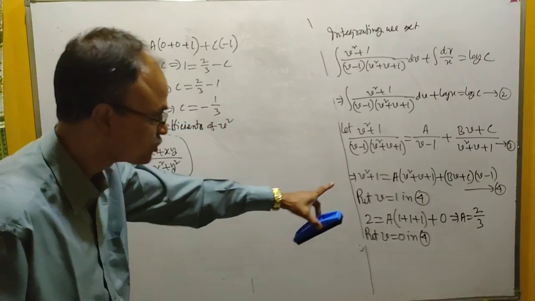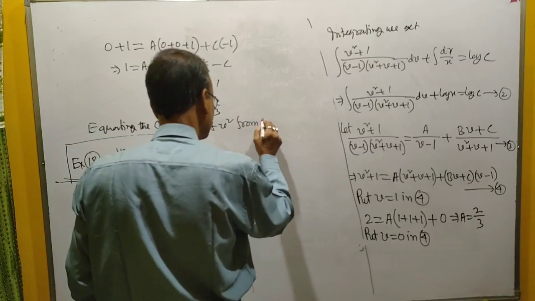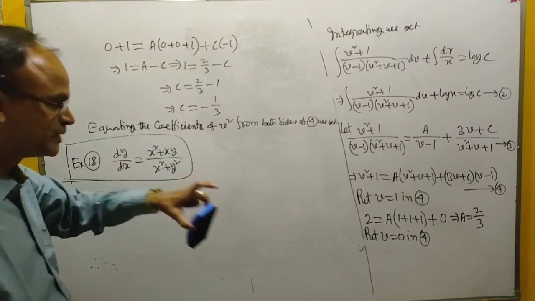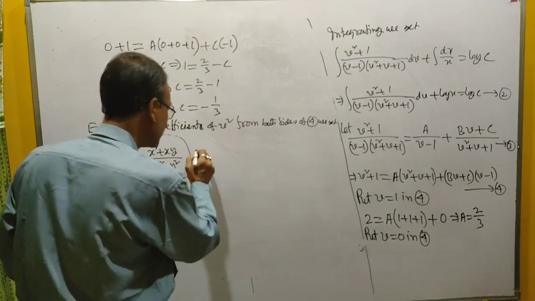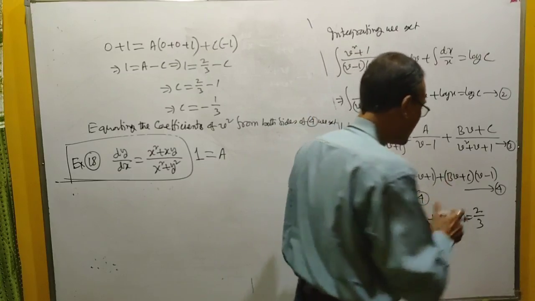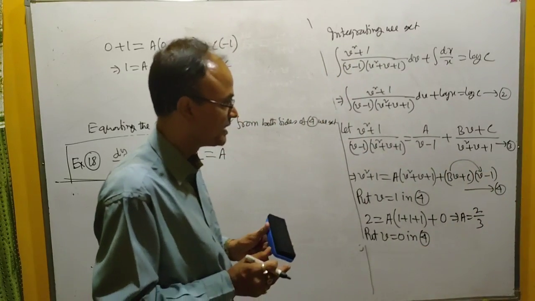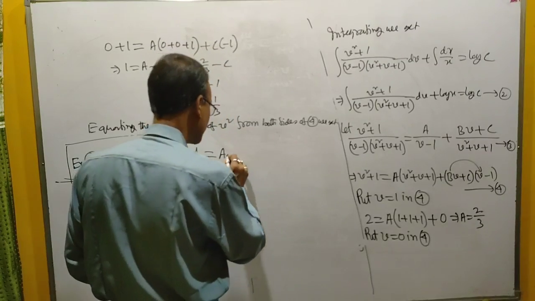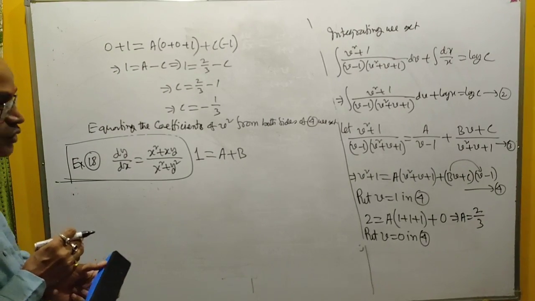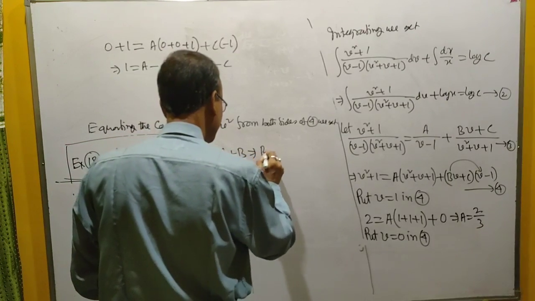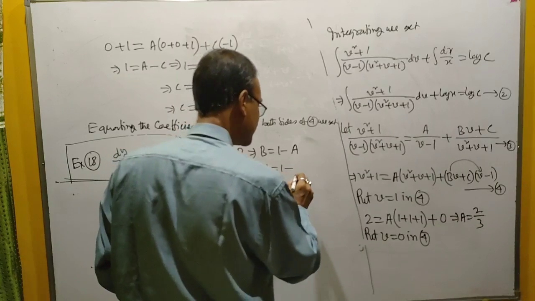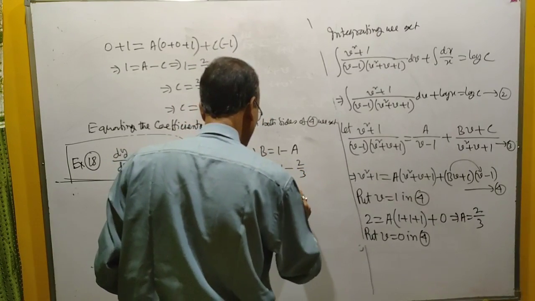Equating the coefficients of b square from both sides of 4, in the left side the coefficient of b square is 1. On the right side, if you multiply these two terms, you will get the b square; that will be the only term. Therefore, you will get a plus b. Since a is equal to 2 by 3, b equals 1 minus a, which means b is equal to 1 by 3.